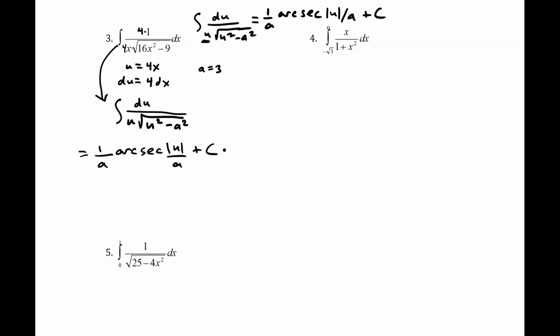So the very last step is just to plug in for u and plug in for a. So we end up with 1/3 arcsecant of the absolute value of 4x over 3, and then plus c. So there is my answer to question 3.